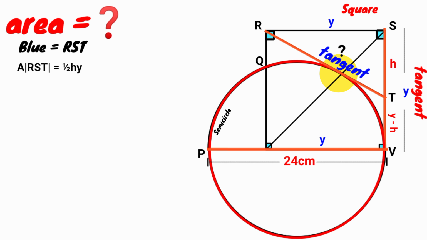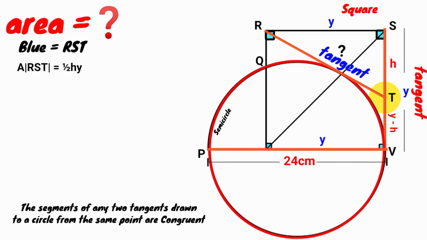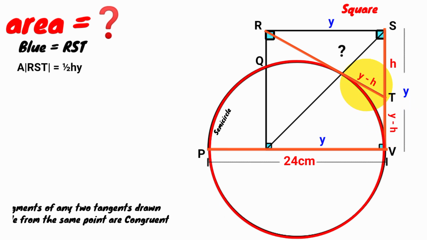We can say this tangent and this are drawn to this circle from this same external point. From the circle theory, there is a rule that if two tangents are drawn to a circle from the same external point, their segments are equal. That is, this segment and this are equal. So since this has its length to be y minus h, this must also be y minus h.